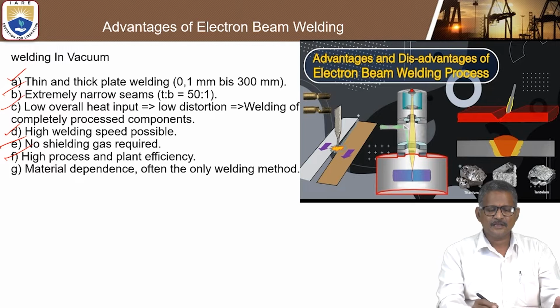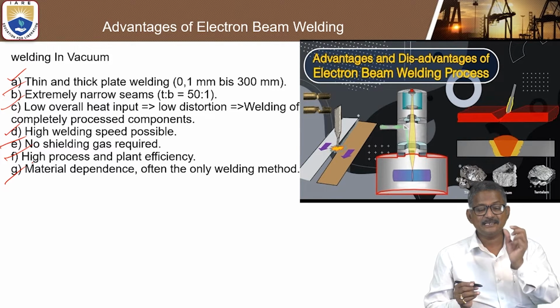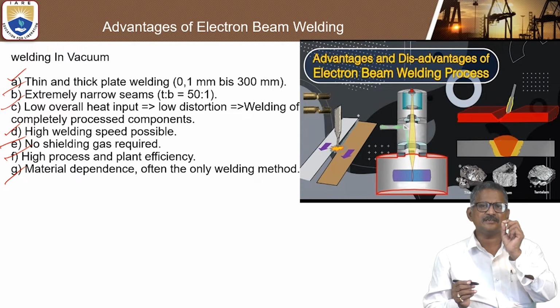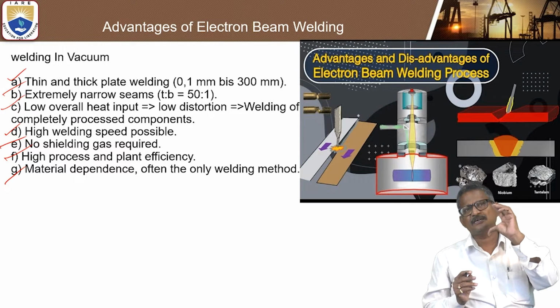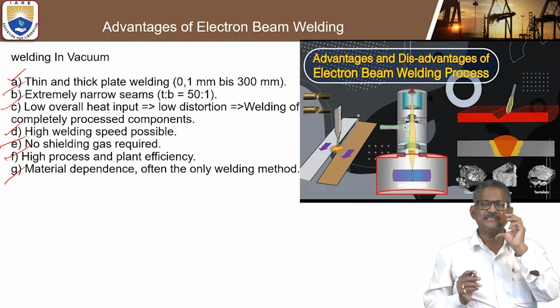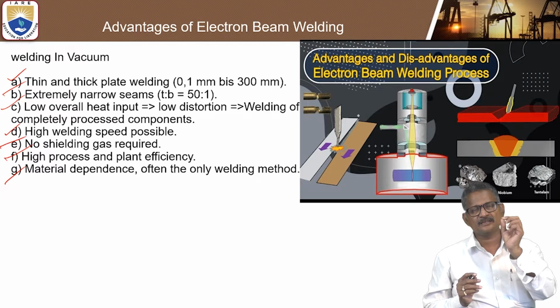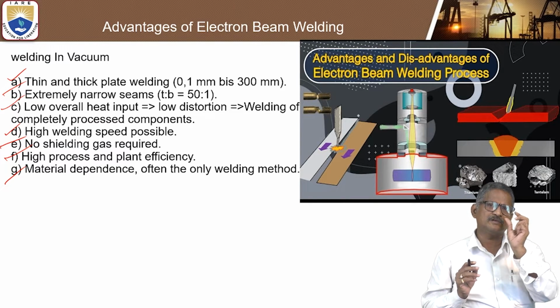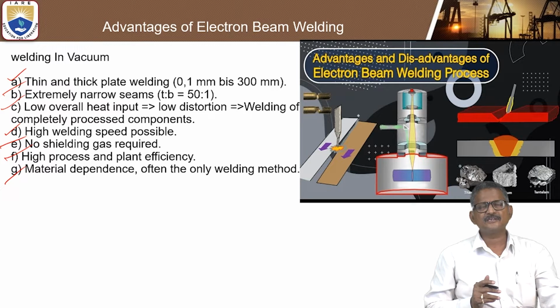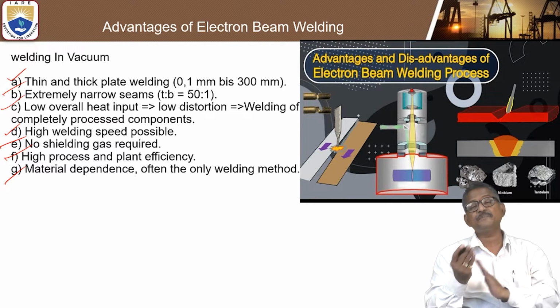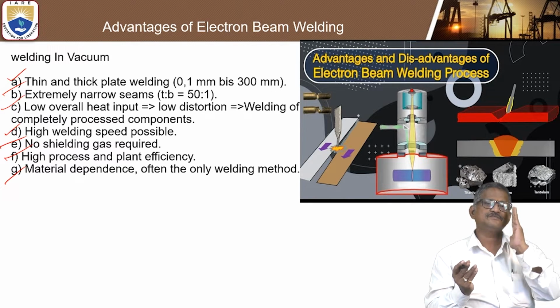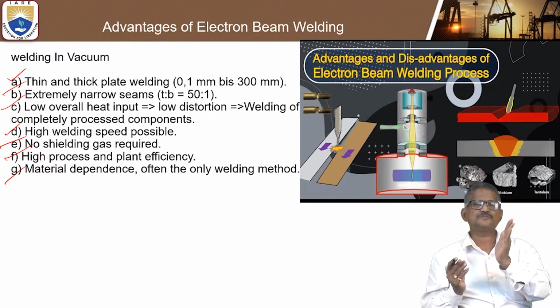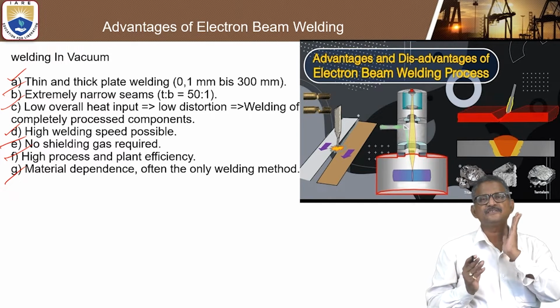And last but not least, material dependence. Here also we prefer thick plates. When it comes to thick plates, whether the material is ferrous, non-ferrous, or any other type of material, it can be used. That is what material dependence means. First you have to select which type of material is to be processed in this EBM process.